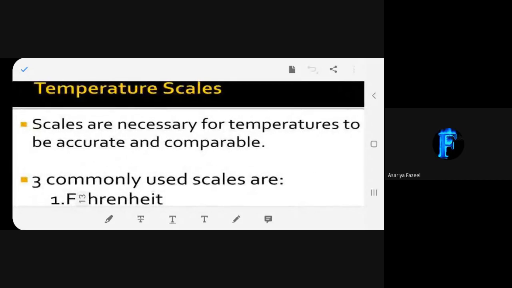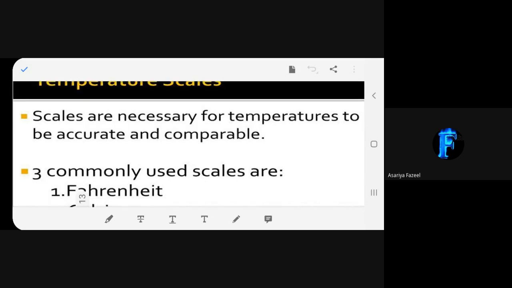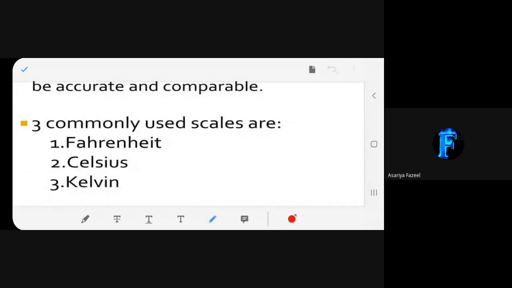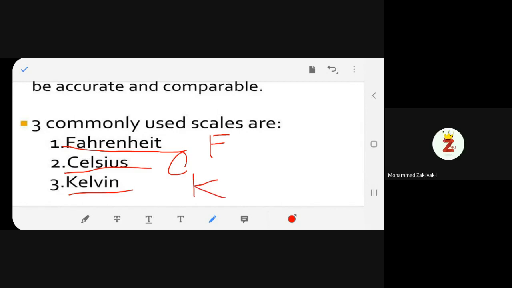Now, temperature scales. Why do we need scales? So that we can note down the temperature accurately and then have a comparison later. The three scales that we use are Fahrenheit, Celsius and Kelvin. Fahrenheit is F, Celsius is C, Kelvin is K. Is it understandable? So what did you learn today from this slide? Three scales: Fahrenheit, Celsius, and Kelvin.